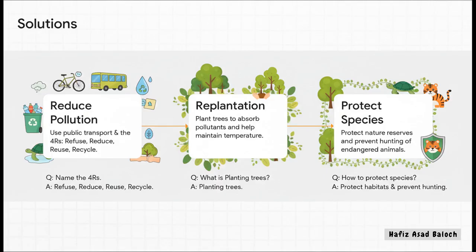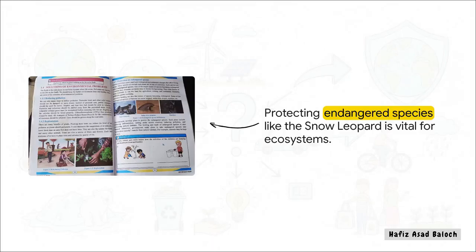Step 2 is replantation. We need to plant more trees to help soak up all that extra carbon dioxide. And step 3 is to protect endangered species by preserving their homes and preventing hunting. And protecting endangered species, like the beautiful snow leopard and the Indus River dolphin you see here, is absolutely crucial.